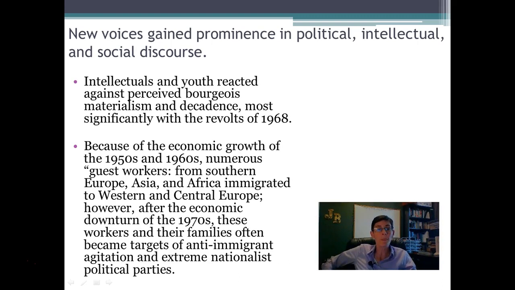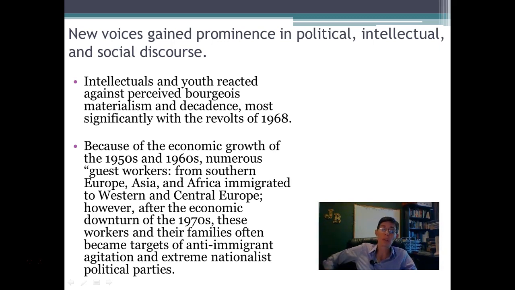Okay, so we have massive changes for sexual minorities as well, further modifying the social structure and social hierarchy of Europe and the world. Intellectuals and youth reacted against the perceived bourgeoisie, materialism, and decadence, most significantly with the revolts of 1968. We'll talk about those in class. And because of the economic growth of the 1950s and the 1960s, numerous guest workers from Southern Europe, Asia, and Africa immigrated to Western and Central Europe.